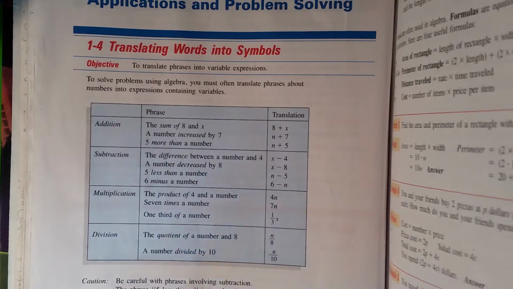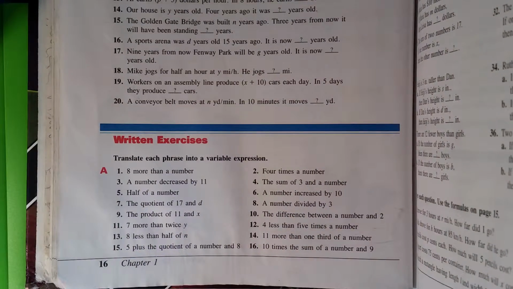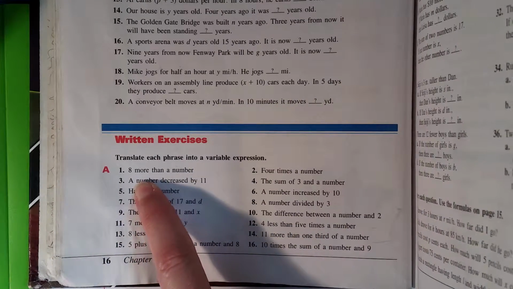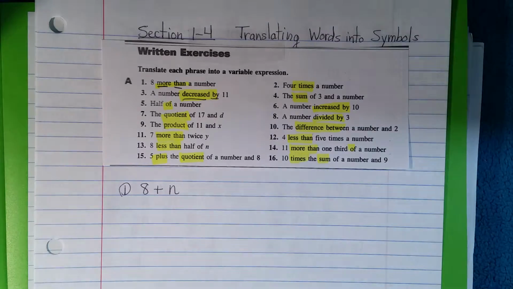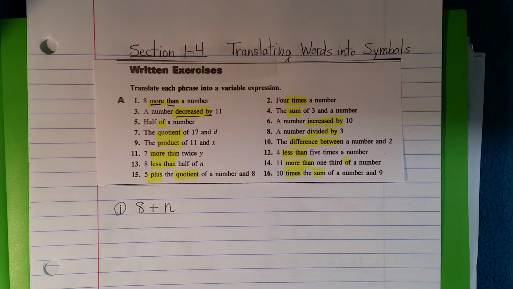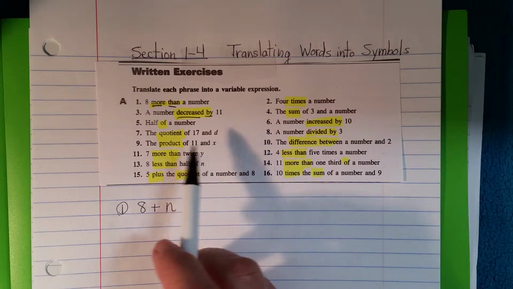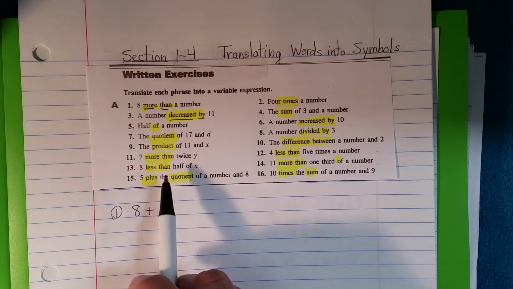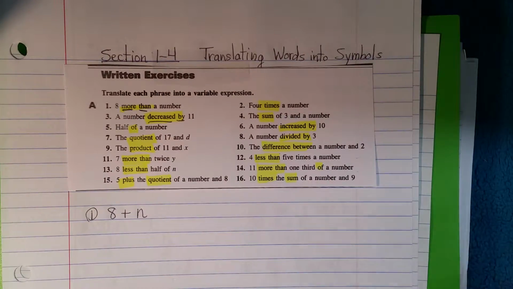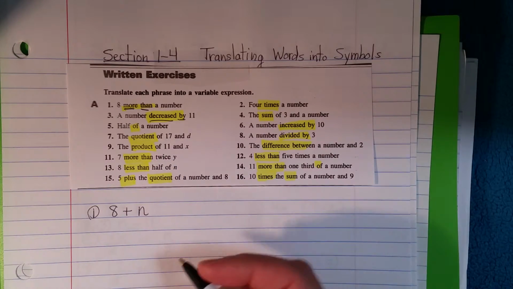All right, so what I want to do is take the written exercises on the bottom of page 16, and I'm going to go through and translate these phrases into expressions. So this is a copy of those exercises. Number 1, I've already highlighted the key phrases that you have to pay attention to. 1, 8 more than a number. More than means addition, so that would be 8 plus n. And you could use any variable you want, but I'm going to use n unless it specifies otherwise.